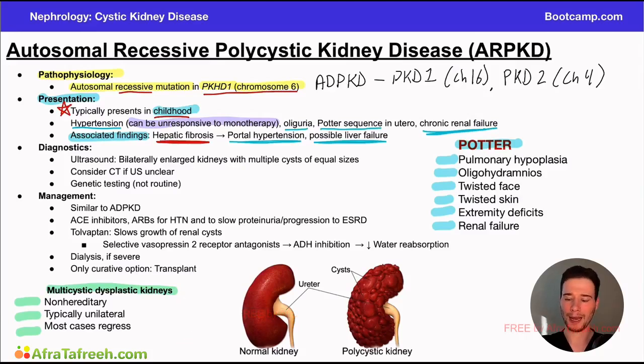Now, moving on to our diagnostics here. This is going to pretty much echo what we talked about in the previous video on autosomal dominant, right? Same things apply here. Best test to use is going to be an ultrasound. You're going to see bilaterally enlarged kidneys with multiple cysts of equal sizes. That's a key differentiating point. We said in autosomal dominant, they're typically going to vary in size, but in autosomal recessive, they're typically going to be equal sizes. So keep that in mind.